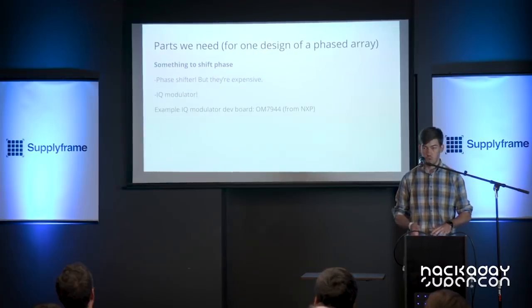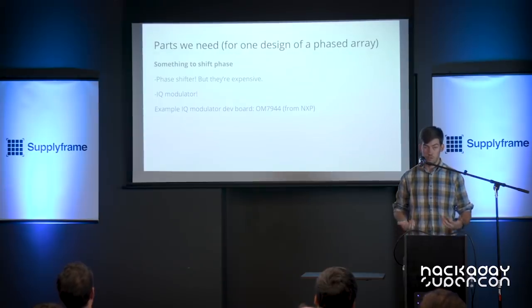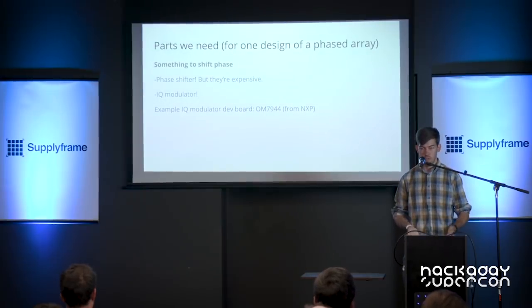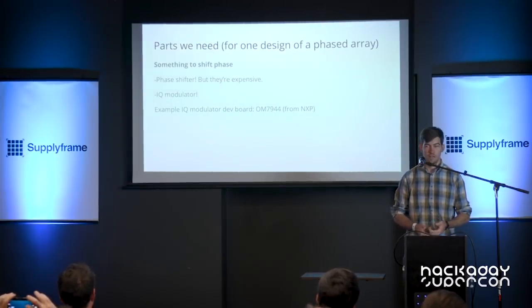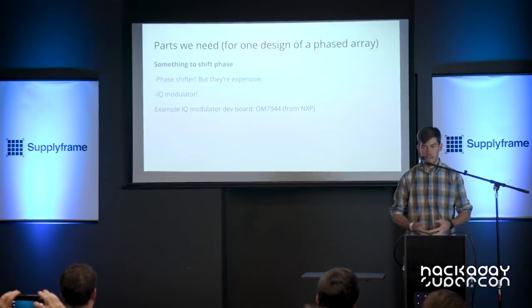Okay, and lastly, and most importantly, we need to shift the phase somehow. So you can buy a part called a phase shifter, which will do exactly that. The bad news is that phase shifters, up until recently, have been used mostly for military or aerospace applications, so they're kind of expensive. And by kind of expensive, I mean a single chip could cost between $20 and $50. So it's not like eye-watering, but it's bad.